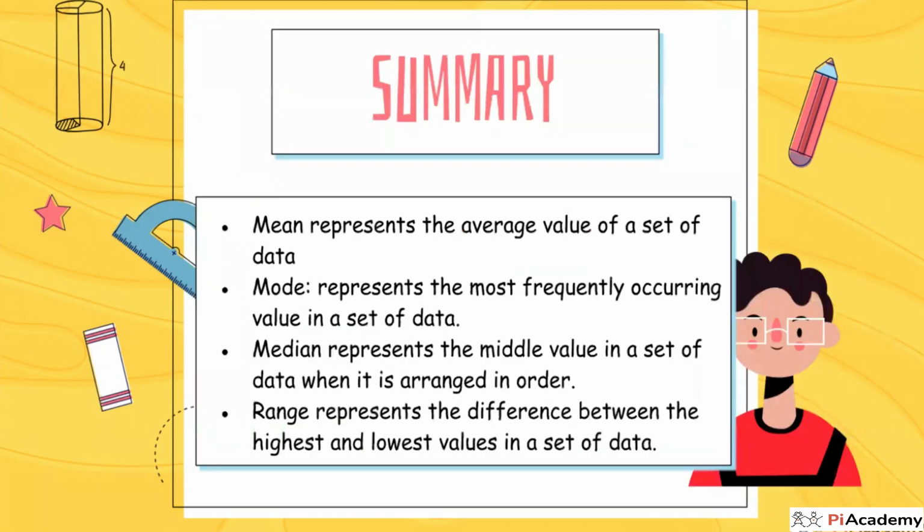Now let's talk about the summary. Mean represents the average value of the given data set. Okay. And mode represents the most frequently occurring number. And the next thing is what? Median represents the middle value of the given data set. But for that, you need to arrange them in order. This is the must condition. And the next thing is what? Range. Range represents the difference between the highest and the lowest value in the given data set, right?